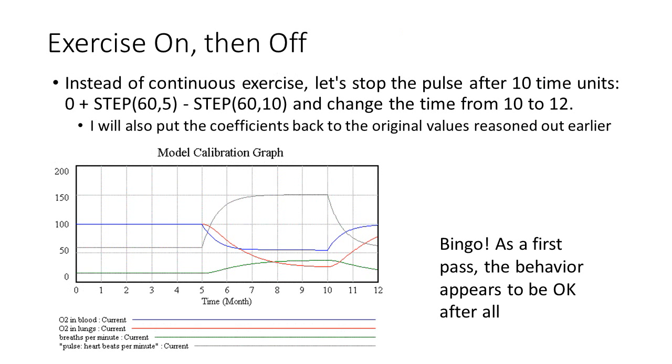So instead of continuous exercise, I stop the pulse after 10 time units. So we do jumping jacks for a while and then we stop. And this is what the input equation looks like for JJPM. And then I look a little further out in time so we can see how the system tends to return when they stop. And now I'm much happier. Yes, the amount of oxygen drops somewhat, but it comes back up to normal.